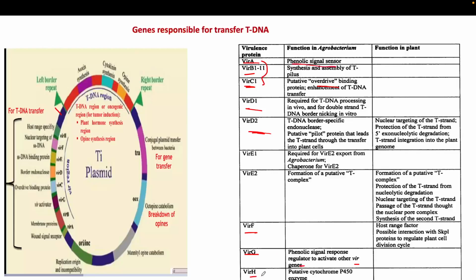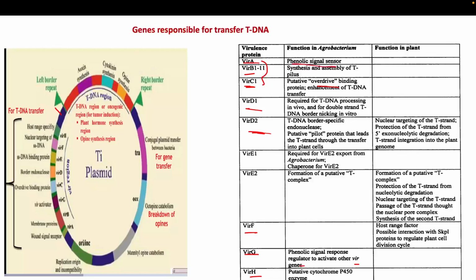Then you are having the VIR-H. VIR-H is putative cytochrome P450 enzyme. So it is also not very much essential for the tDNA transfer. It is responsible for the agrobacterium photosynthesis.